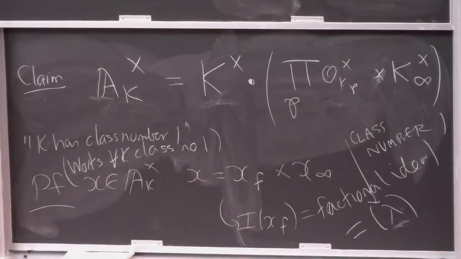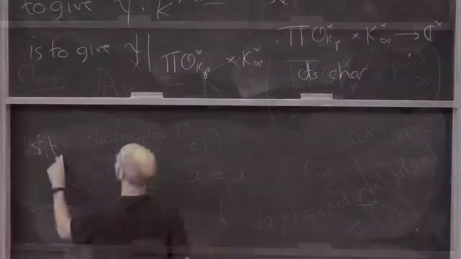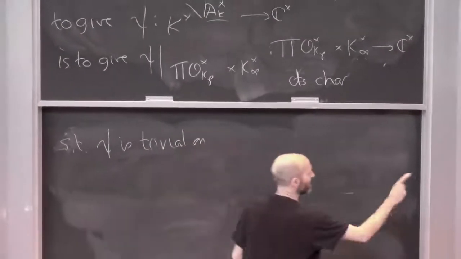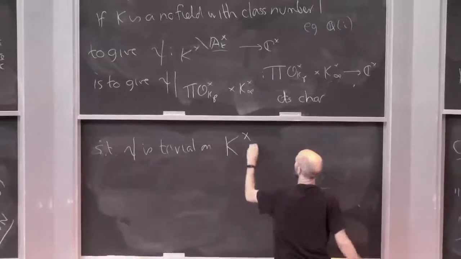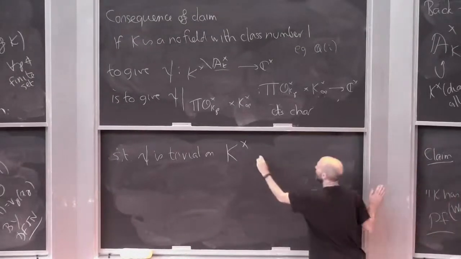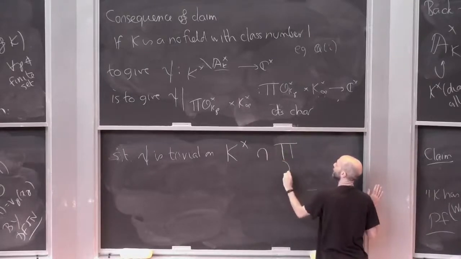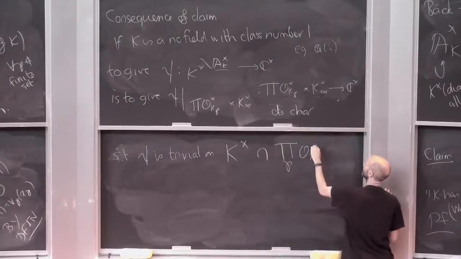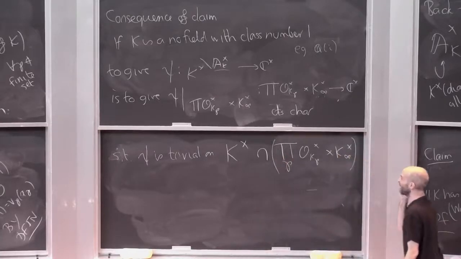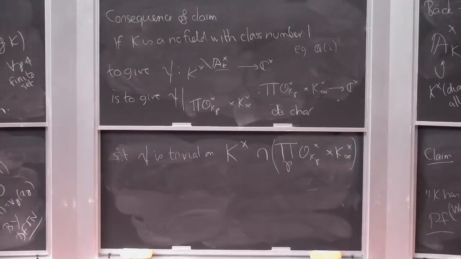So it's to give psi, one of these things here, a continuous character, such that psi is trivial on the intersection. And this is a little bit muddly to think about. This is diagonally embedded K star in A_K star, intersect the product over all primes P of O_{K_P} star intersect K_infinity times K_infinity star. So we're going to have to work out what this is, because this is a condition.